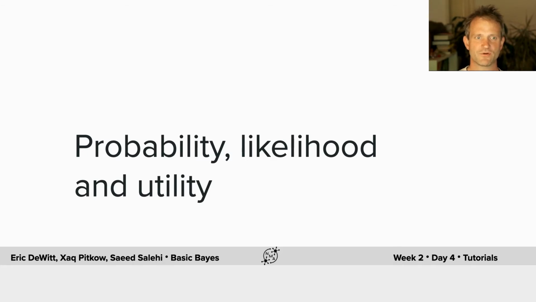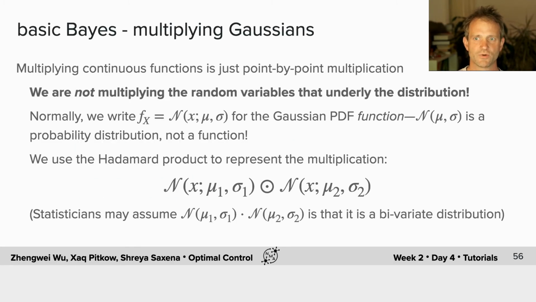Let's think first about continuous probabilities, likelihood, and utility. This is just an extension of everything you did in the binary fishing case in tutorial 1. So, when we multiply continuous functions, any continuous function, it's just point-by-point multiplication. In this case, we need to remember we're not multiplying the random variables that underlie a distribution. So, multiplying two Gaussians together is not the same as multiplying the two random variables that have a Gaussian distribution.